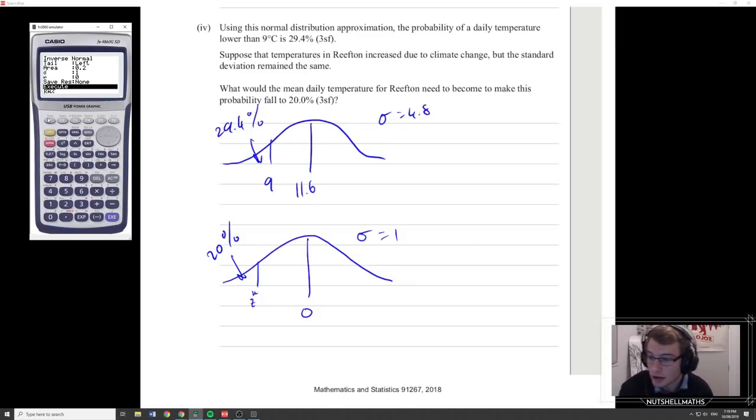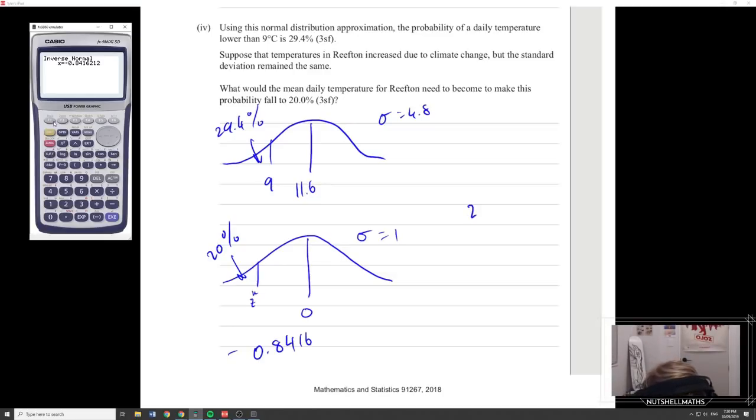Okay, if you've not learnt this, it is quite tricky. It might be worth skipping in your test, but also it might be worth learning. So we are normalizing this to find the z value, which we've got 0.8416. Okay, well it's negative, but it sort of doesn't really matter.